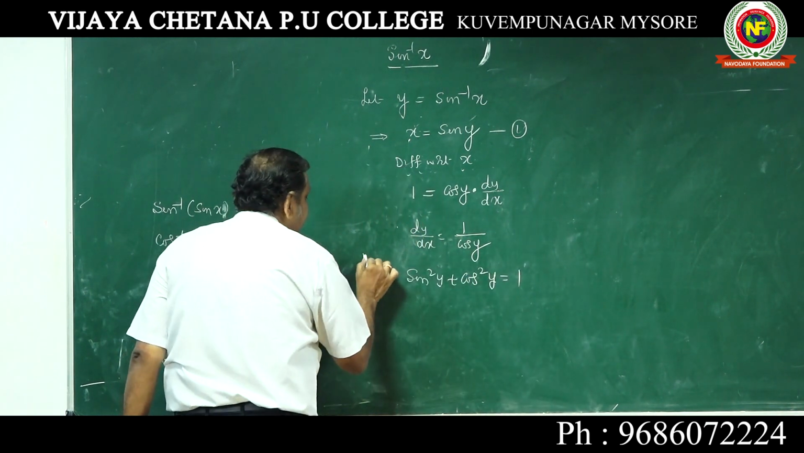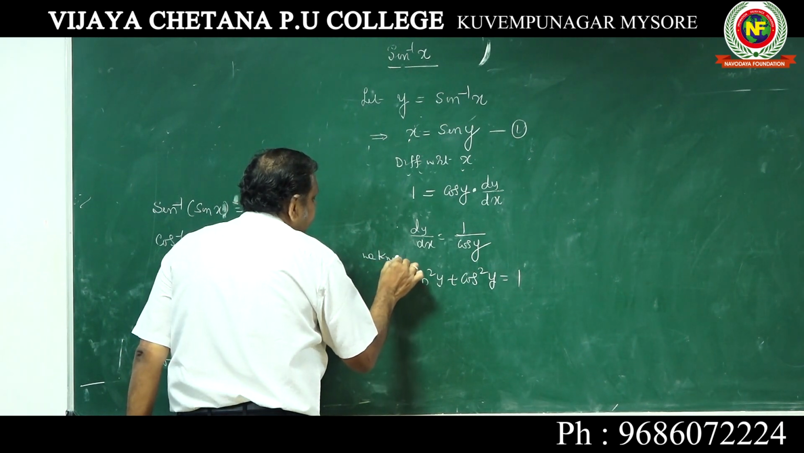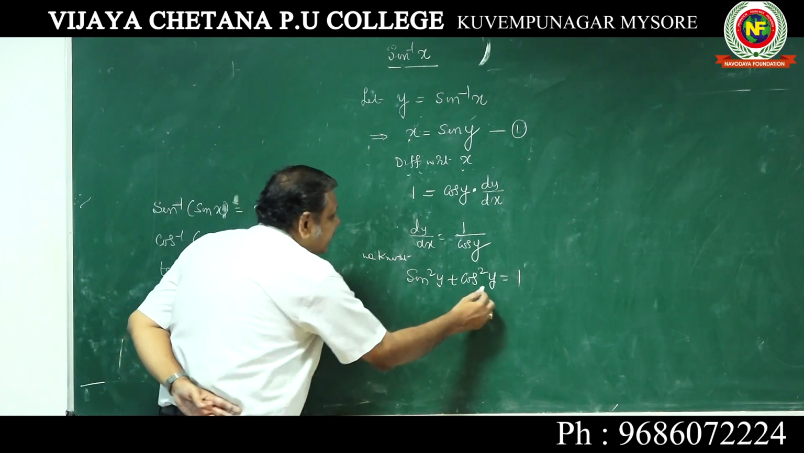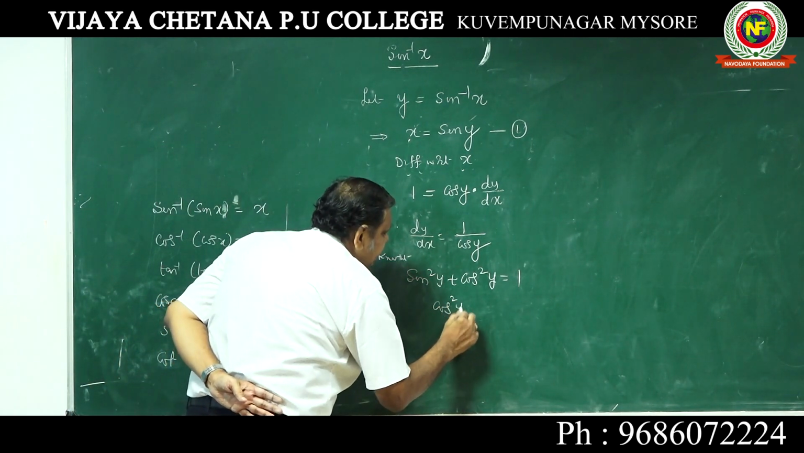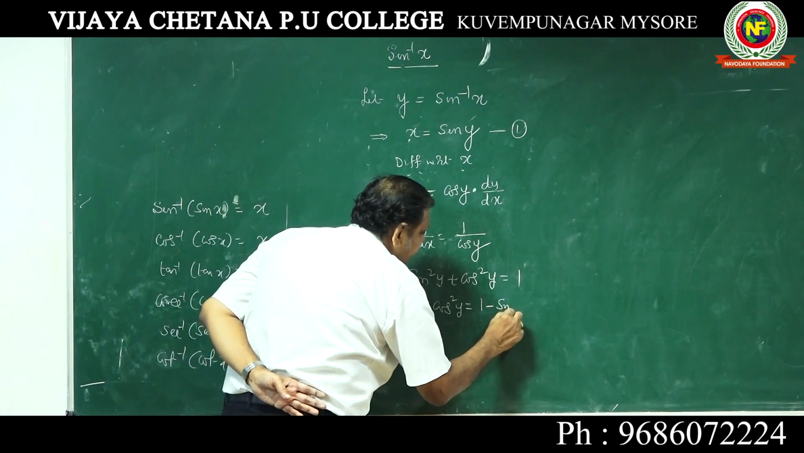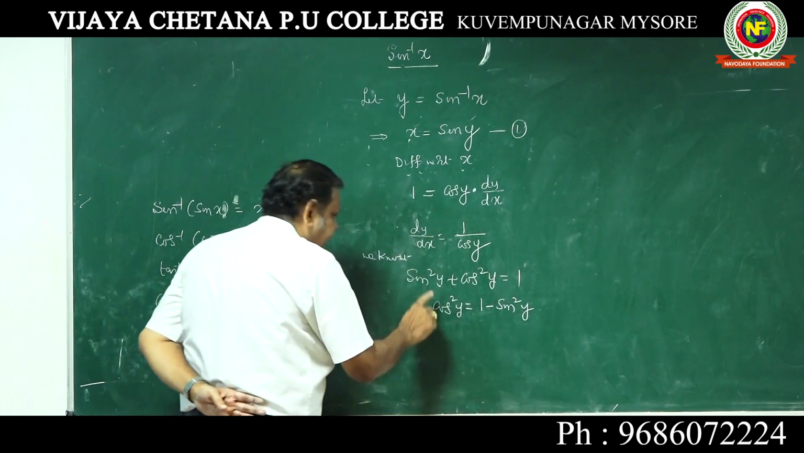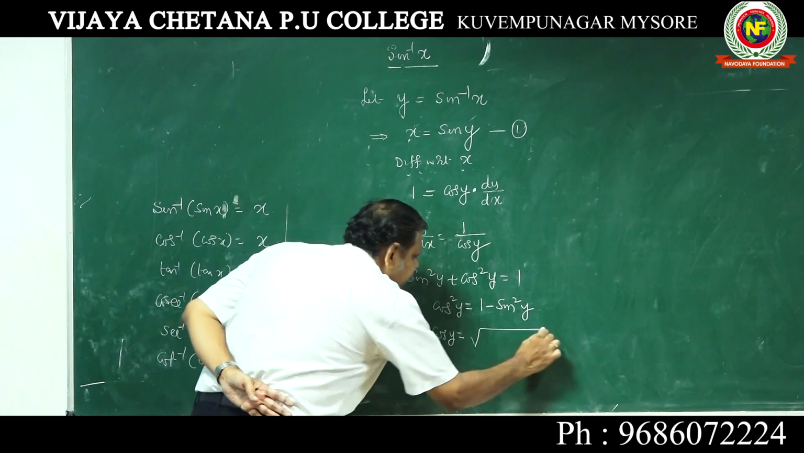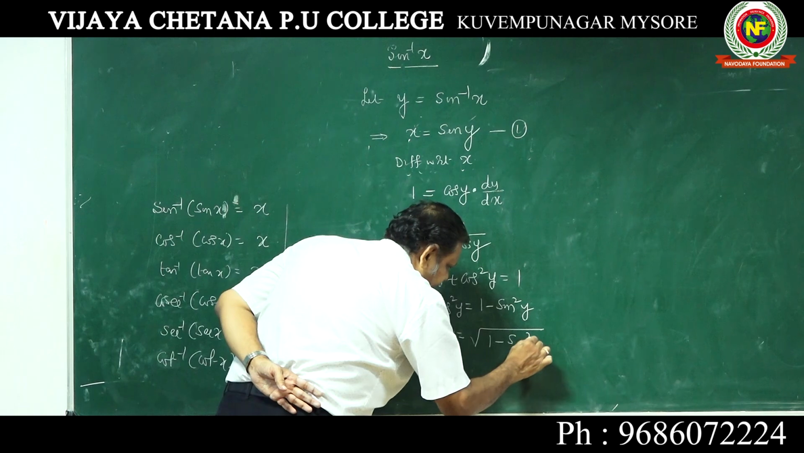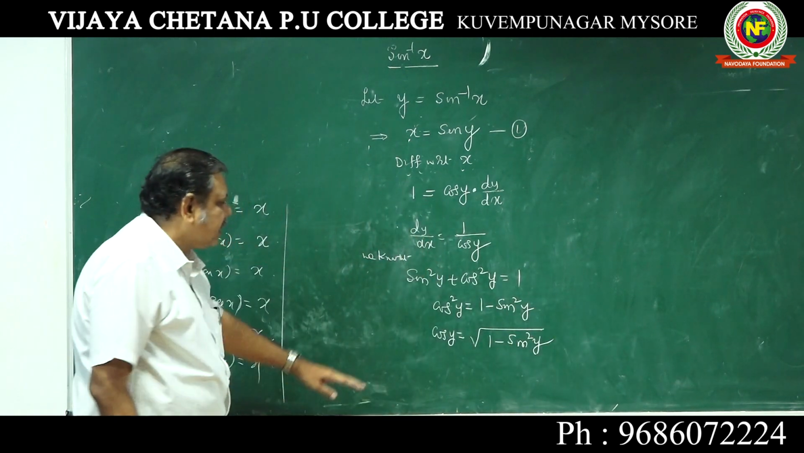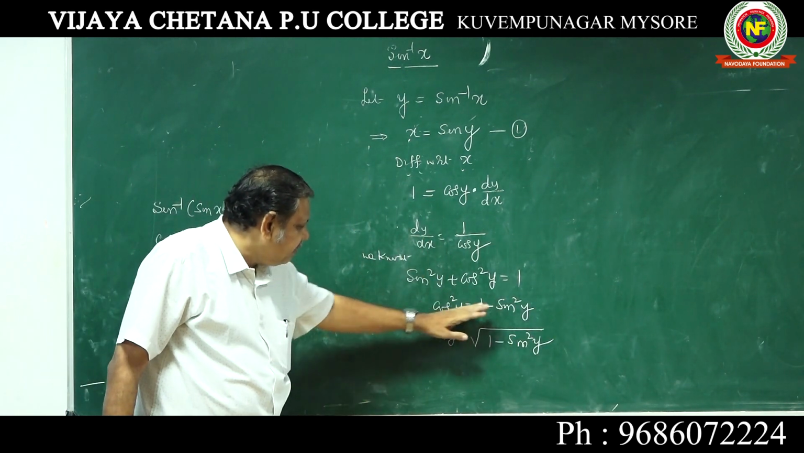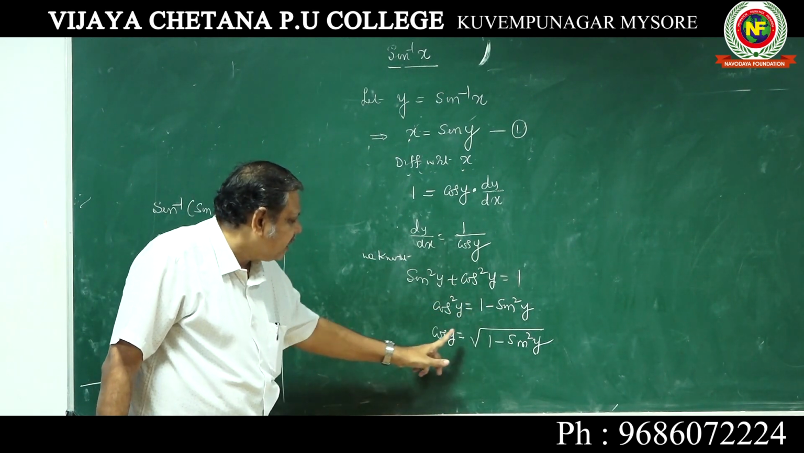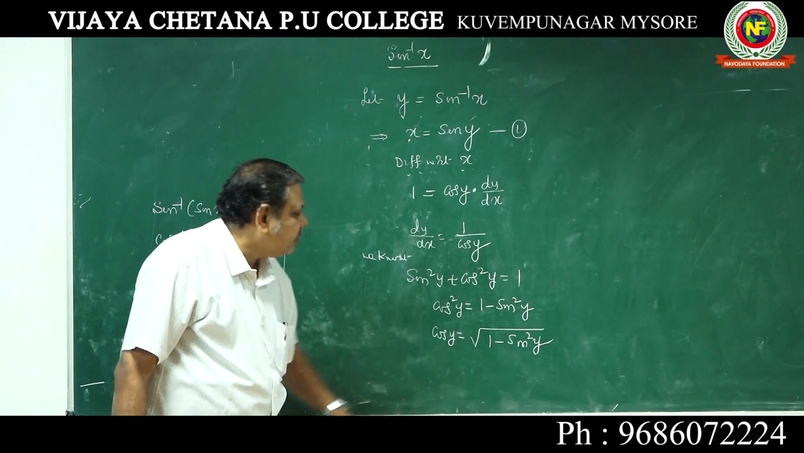We know that sin square y plus cos square y is equal to 1. What is cos square y from this? Cos square y is equal to 1 minus sin square y. Shift that side. Or cos y is equal to square root of 1 minus sin square y. You know this? If x square is 9, then x is equal to square root of 9. Like that, cos square y is equal to 1 minus sin square y, cos y is equal to root of 1 minus sin square y.